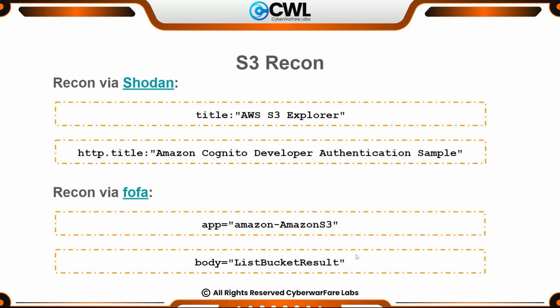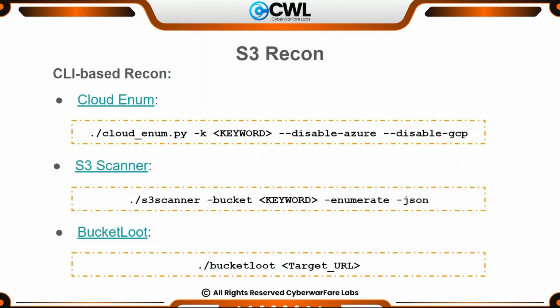Let's move on to some other tools to gather more information regarding S3. So we have here some CLI based tools. First in the list we have CloudNM. CloudNM is a reconnaissance tool designed for enumerating various resources and services within cloud environments, specifically focusing on AWS. It aims to identify and enumerate AWS resources such as S3 buckets, EC2 instances, IAM users, and many more, by leveraging techniques like brute forcing, dictionary attacks, and API enumeration.